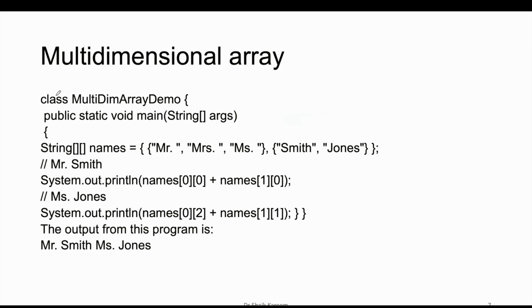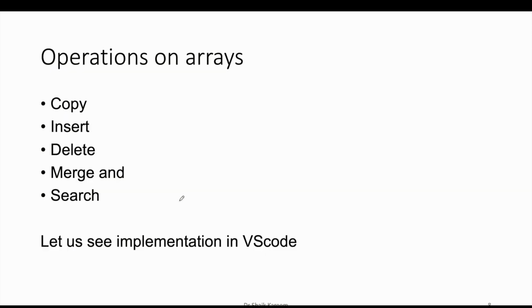Now let us assume that we have not only single dimensional arrays but also multi-dimensional arrays. I already told you that if you have more than one dimension, we call it a multi-dimensional array. It may be a two-dimensional array, a three-dimensional array, or an n-dimensional array. We will see an example further.